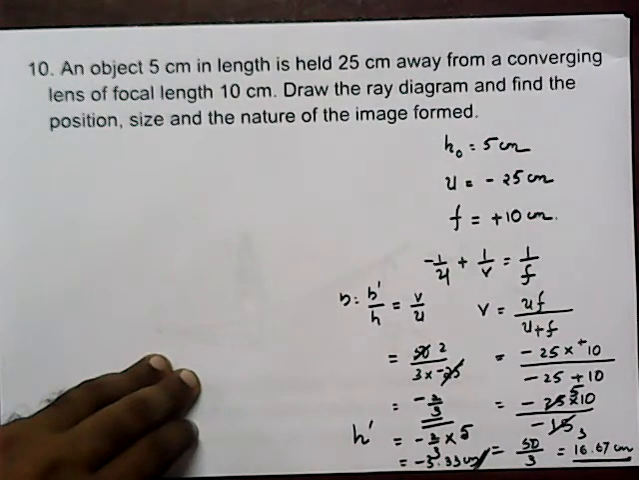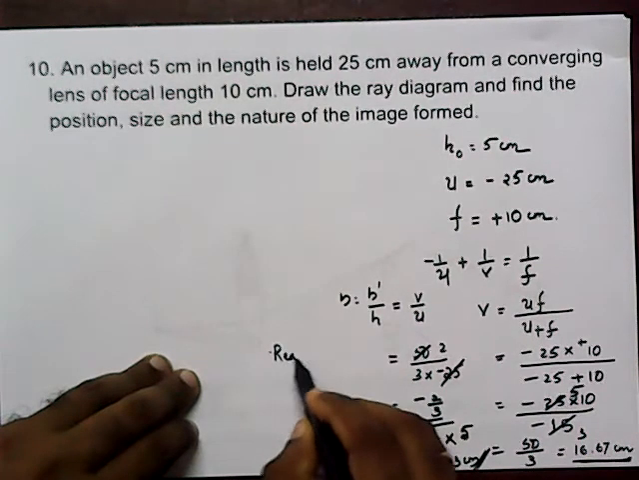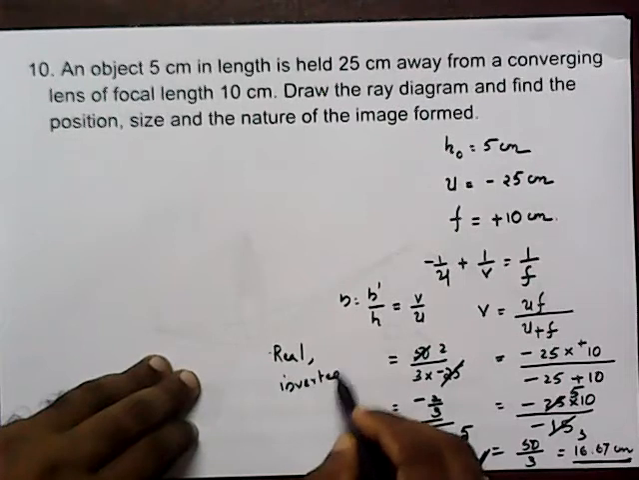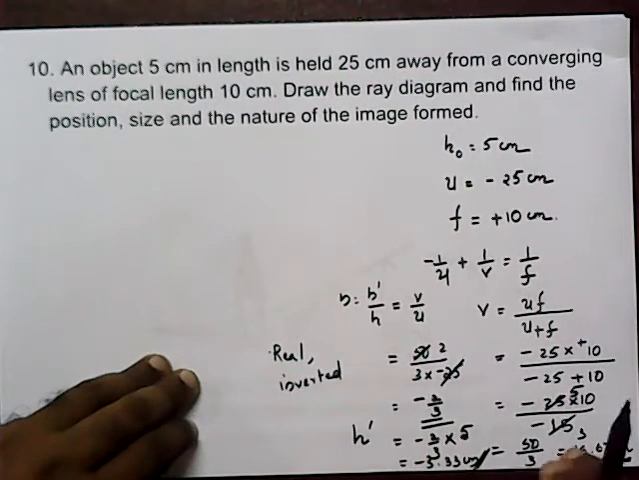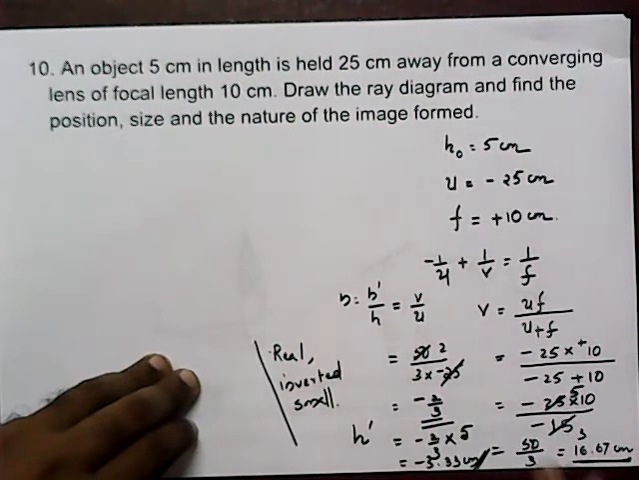So numerically it is okay. Because m is negative, we can say it is a real, inverted image. The size becomes small, and hence we can say a small image is formed on the other side.